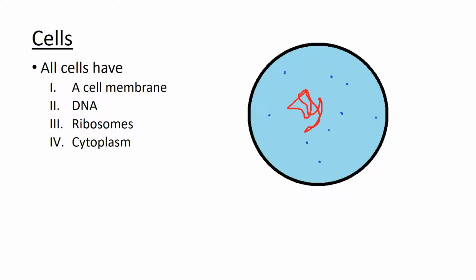All cells have a cell membrane. They have DNA, they have ribosomes, and they have cytoplasm. And so we're going to talk about each one of those. If we look at the image again, we have the black circle as the cell membrane, the red represents the DNA, the dark blue represents the ribosomes, and the light blue represents the cytoplasm.